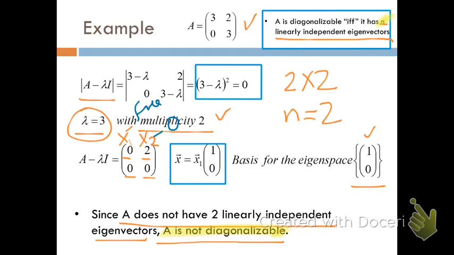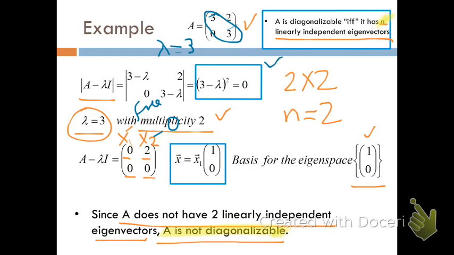Now, another thing we notice here is that we can clearly see, since this is a triangular matrix, that I'm going to have lambda equal to 3 with multiplicity 2. So without using the determinant, because this is a triangular matrix, we already see that lambda is equal to 3. And so we can eliminate this step here.